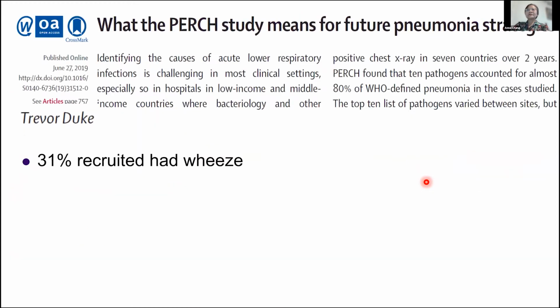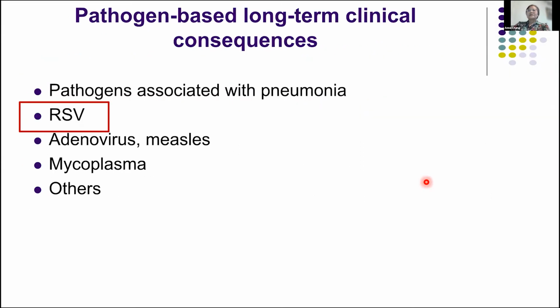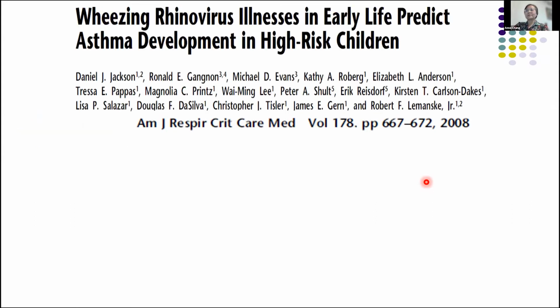But if you look at Trevor Duke's editorial that accompanied it, in the PERCH study, 31% of those recruited actually had other viruses. And funny enough, in most places, pneumococcal pneumonia is actually the most important pre-pneumococcal vaccination. And yet in the PERCH study, they actually found that countries with the lowest attributable fraction of pneumococcus occurred in the lowest PCV coverage. So there's something not quite right there, which really comes down to the concept of what is pneumonia in research components. And if you look at RSV as a consequence of pneumonia, I think most of you would know this paper published many years ago now.